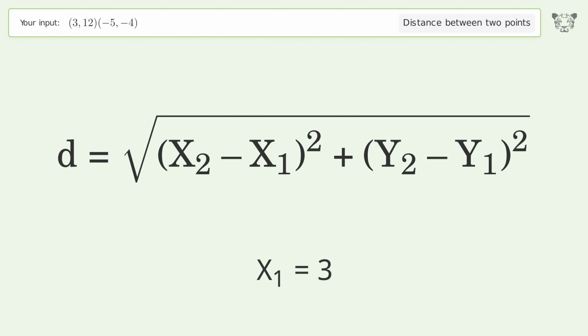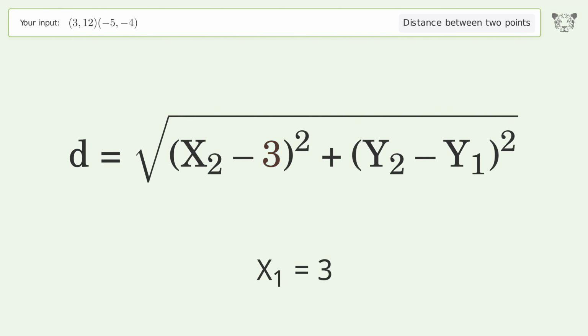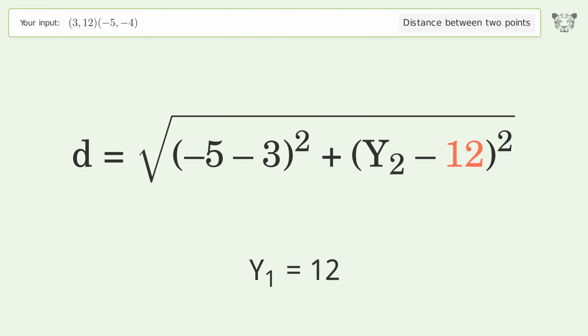x1 equals 3. x2 equals -5. y1 equals 12. y2 equals -4.